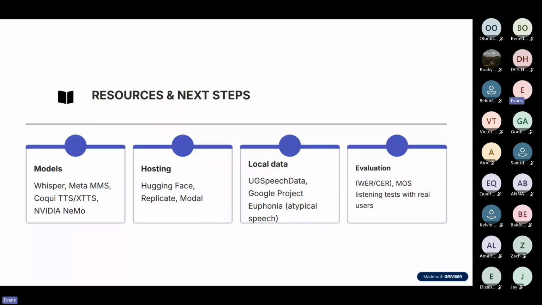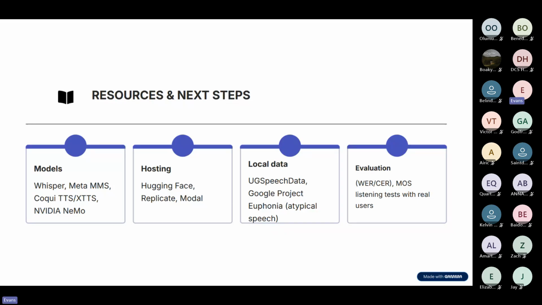And then you can learn something from Google. It has a project called Project Euphonia. It has a lot of info on how to develop models or products for speech impaired people. Yeah, so you can learn something from that too. I don't think their data is open source, but looking through that will go a long way to help you.